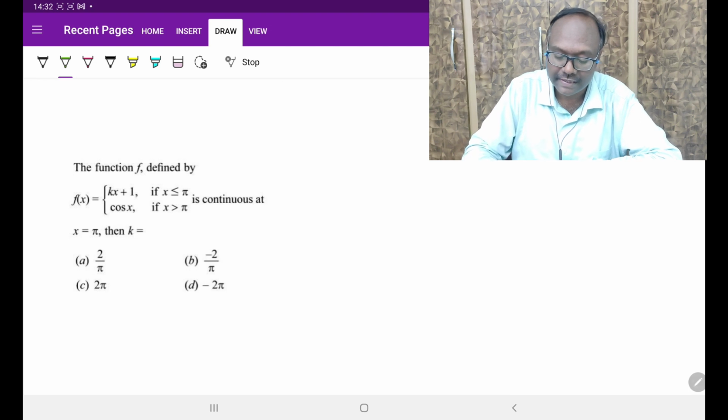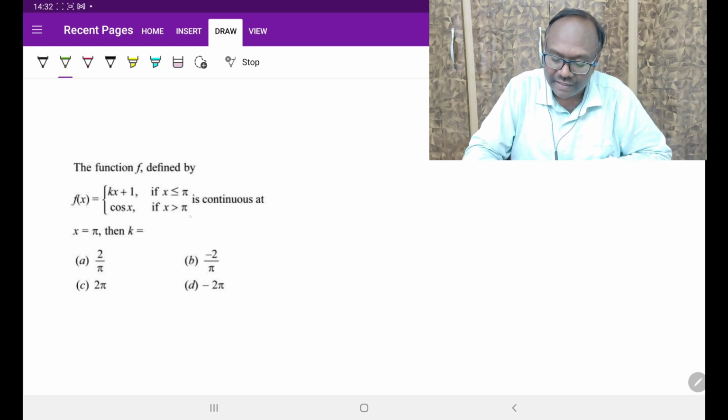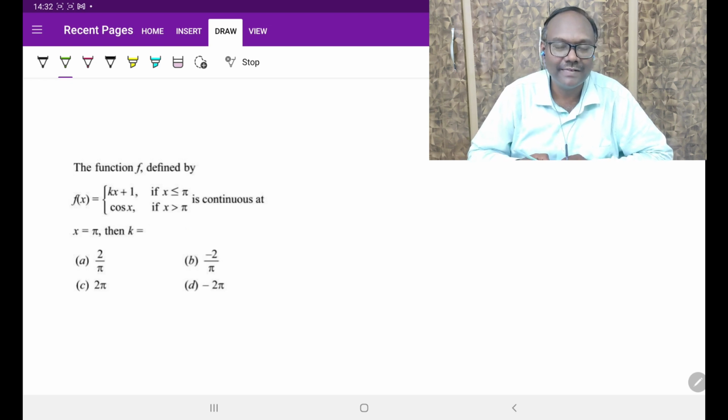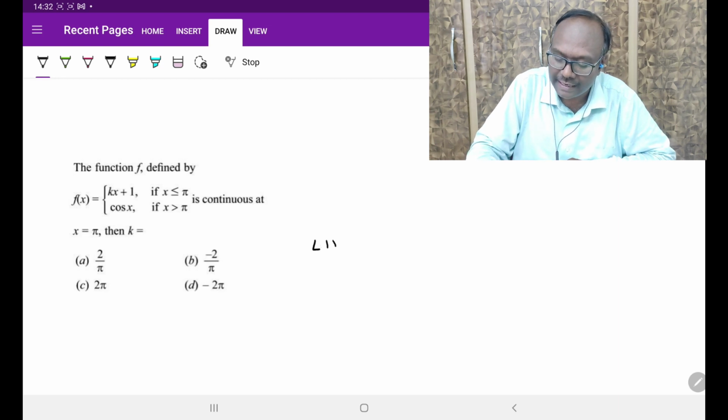Now let us see the next question. The function f defined by f of x is kx plus 1 if x is less than or equal to pi, and is equal to cos x if x is greater than pi. If this function is continuous at x equal to pi, then we have to find k. Now here we observe that at x equal to pi, the value is kx plus 1, whereas when x is tending to pi, which means when x takes a value slightly less than pi, there is one definition, and when x takes a value slightly more than pi, there is another definition. So we have to find the left hand limit and right hand limit. Let's see how to find them.